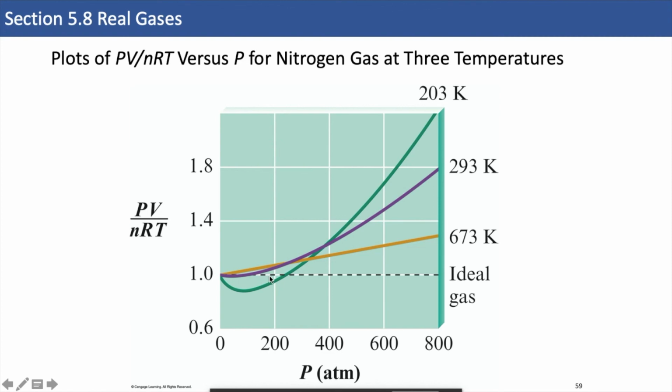Now, the 673 K and the 293 K are kind of okay in that range. The only one that isn't is the one that's 203 Kelvin. So notice that you can imagine, with nitrogen gas, that if I got even colder, this curve would be even more ridiculous because of the attractive forces.